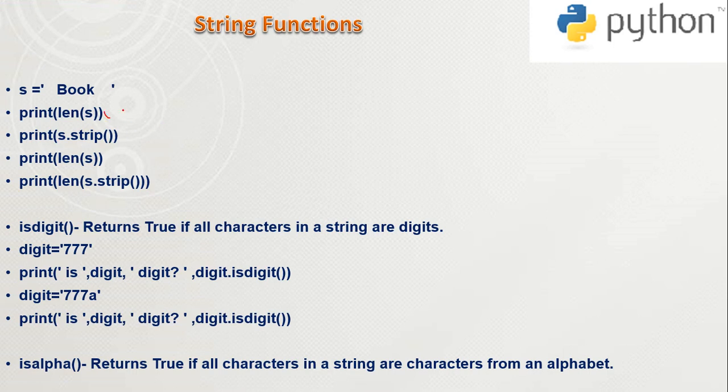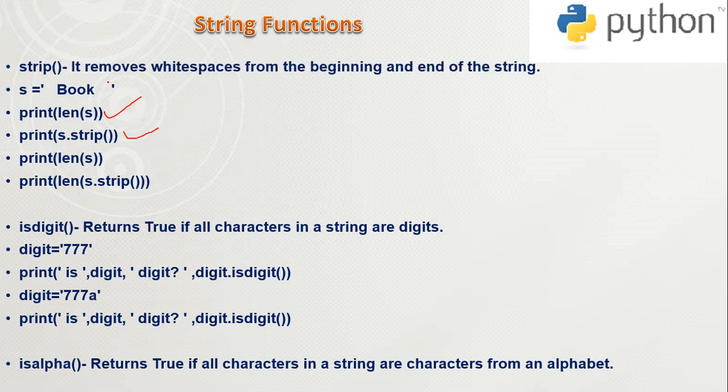Now the strip method: which function do we use to remove the spaces at the beginning and end of the string? We use strip. It removes white spaces from the beginning and the end of the string. Now I have a space here and a space here. These two spaces get removed from the string when I use the strip method.